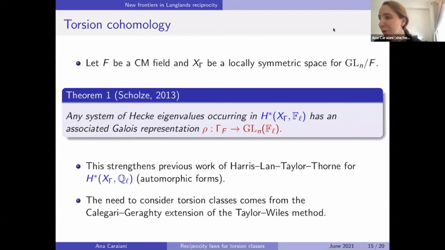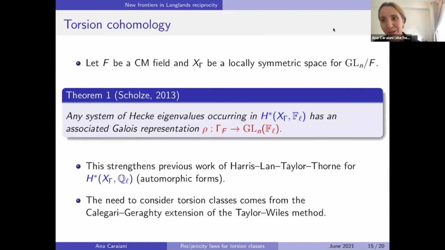However, for cohomology with mod L coefficients, the best way to think about it is as giving you some mod L notion of an automorphic form. And the need to consider torsion classes comes from the Calegari-Geraghty method.